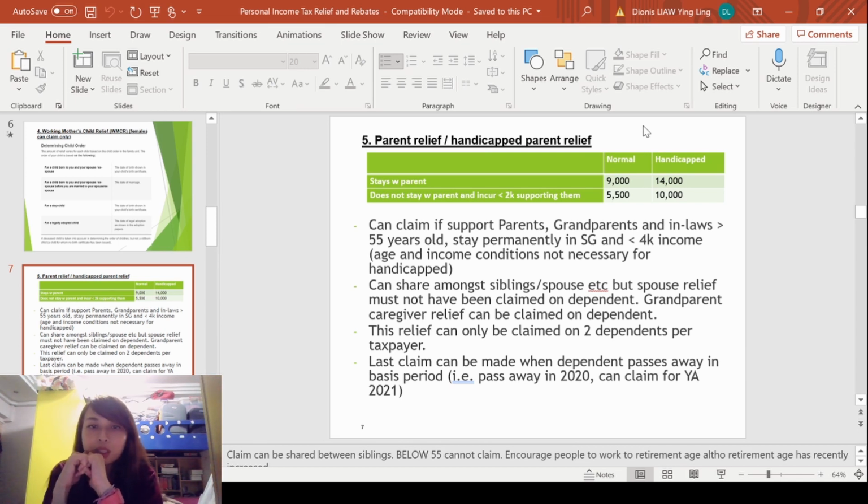So the last claim that you can actually make on your parents is when a parent or grandparent passes away. For example, if they pass away in 2020, then you can claim for YA 2021, YA 2022, and after that you can never claim anymore because your parent's gone already.